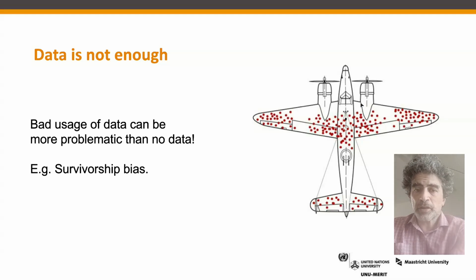What this map is recording is the places where, if you are hit, the plane can still go back to the base safely. It doesn't come back if it's hit on an engine. It doesn't come back if it's hit where the pilot stays. It doesn't come back if it's hit in the center of the wing, because if you hit the plane in the center of the wing, the wing breaks, and then the plane falls down.